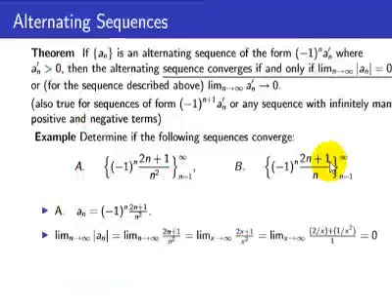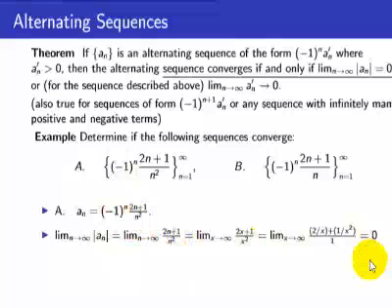Here they provide some examples. Here you have this term negative 1 to the power n. That means you have an alternating sequence. It is alternating, and as I said before, you have to consider the magnitude of this. So take the modulus of that, and determine the limit of this modulus. The limit is equal to 0. That means this alternating sequence converges, right?